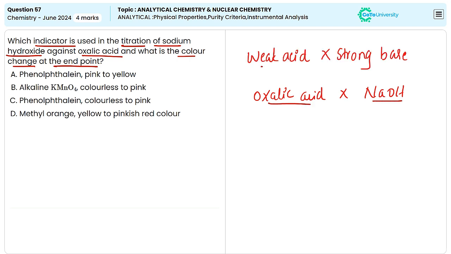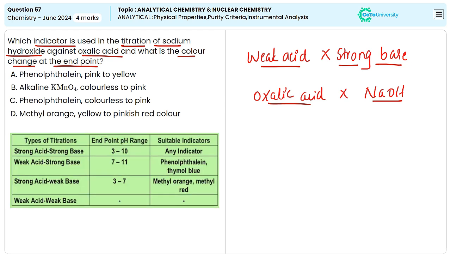Oxalic acid is a weak acid and sodium hydroxide is a strong base. We have to use different types of indicators in different types of titrations. From this diagram, it is clear that in a weak acid strong base titration, the indicator that can be used is phenolphthalein or thymol blue. Among these two, phenolphthalein is the common indicator. So the indicator used here is phenolphthalein.